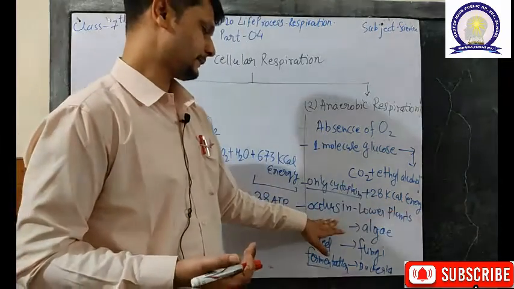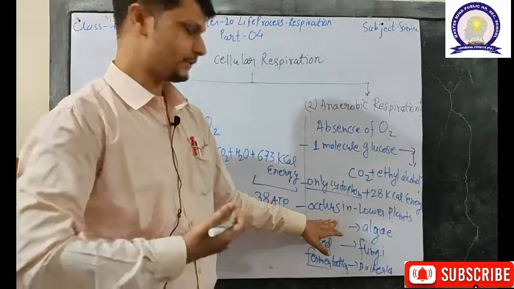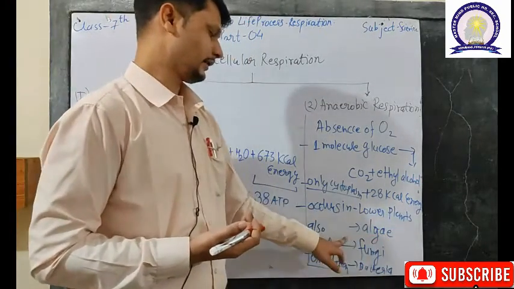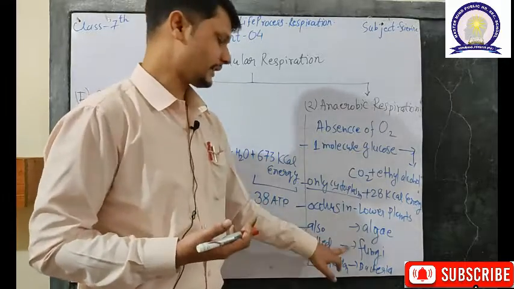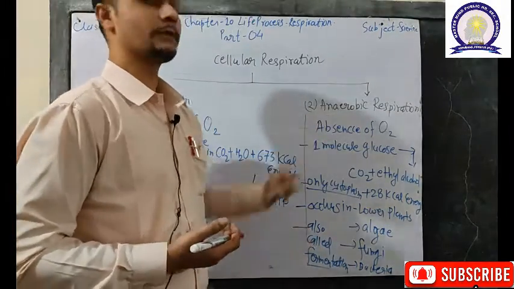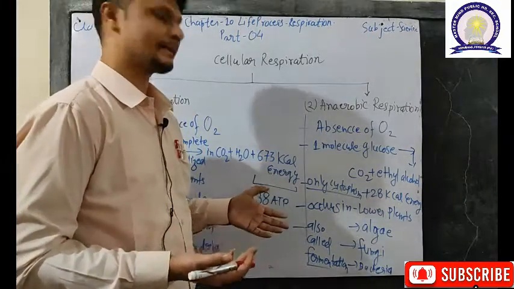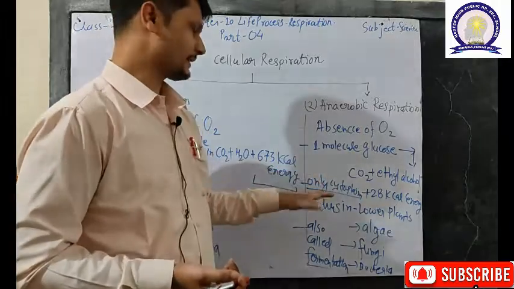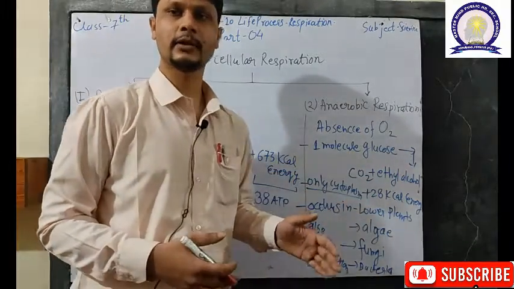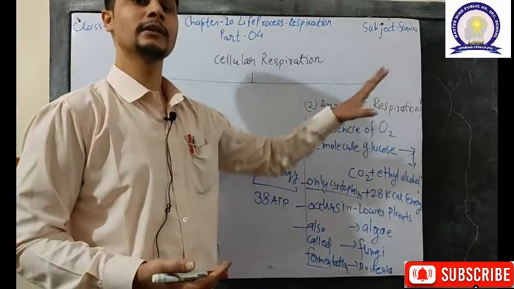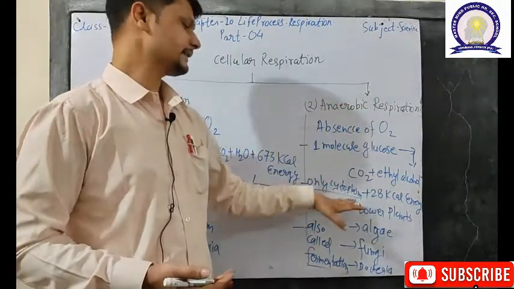And this process of anaerobic respiration occurs only in lower plants like algae, and other organisms like fungi and bacteria. This process of anaerobic respiration is sometimes also called fermentation, and it only occurs in the cytoplasm of the cell, because all the enzymes required for anaerobic respiration are present inside the cytoplasm.